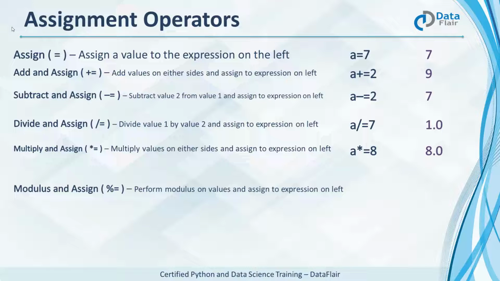Modulus and assign performs modulus on the values and assigns the result to the variable on the left. A mod and assign 3. 8.0 mod 3 is 2.0, which is what A now holds.